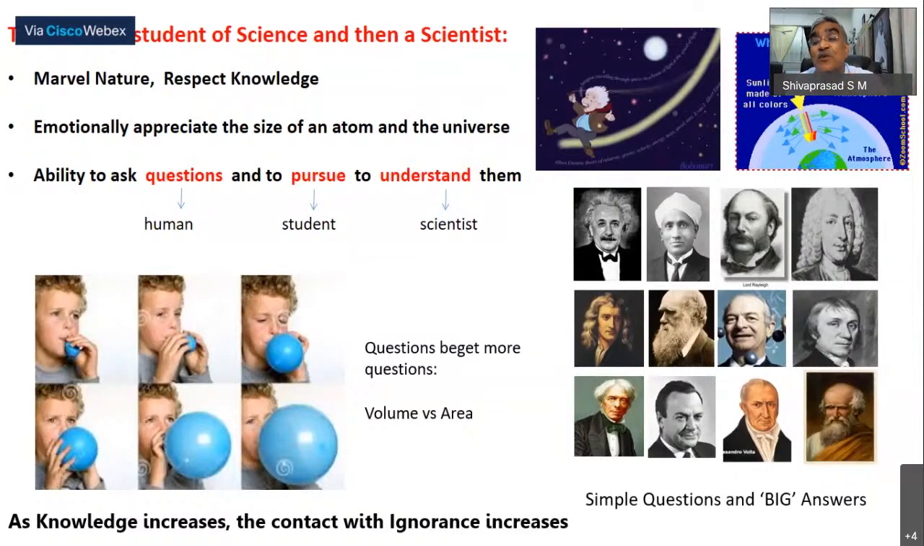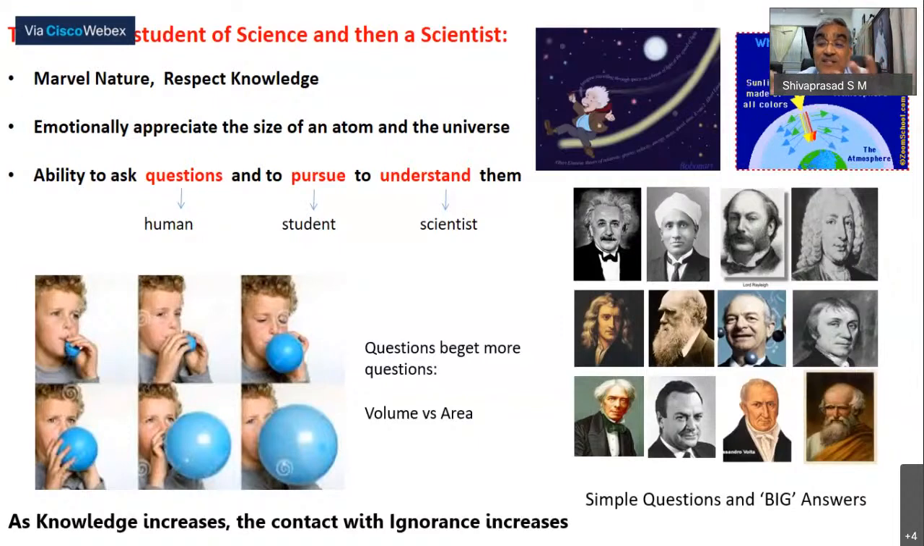There may be answers. You get the answer. Somebody has already done it. Then ask the next question, next question, next question. You will reach the region of the interface. A scientist works at the interface between knowledge and ignorance. So he is at the interface between knowledge and ignorance.